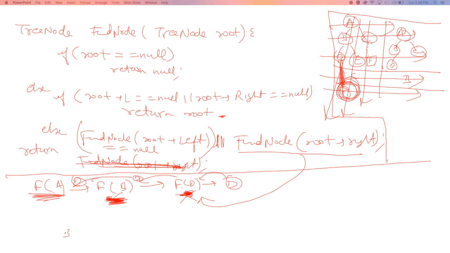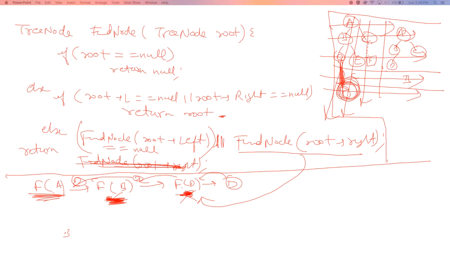Okay, finding the size of the tree, first question. Next question: level order traversal, level order printing. If that is the tree given to me, A, B, C, D, E, F, then my output should be A, B, C, D, E, F. This way I want to print.